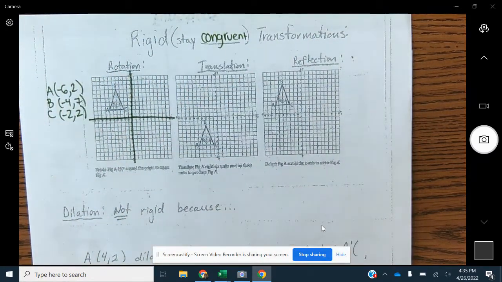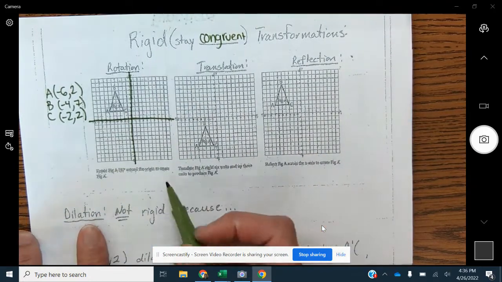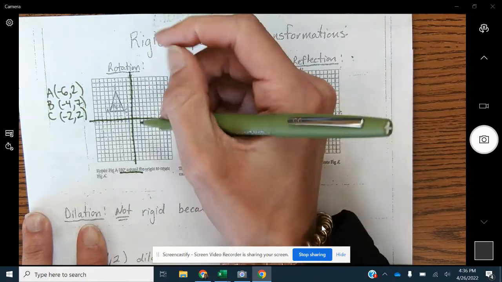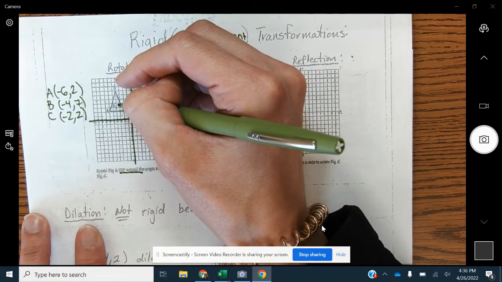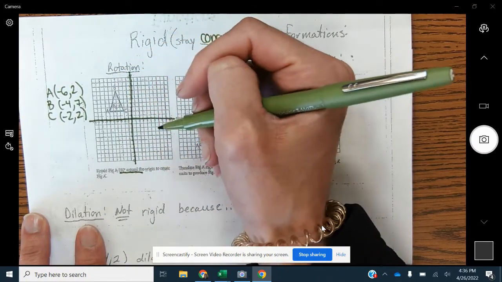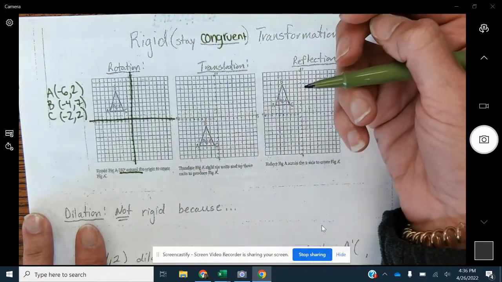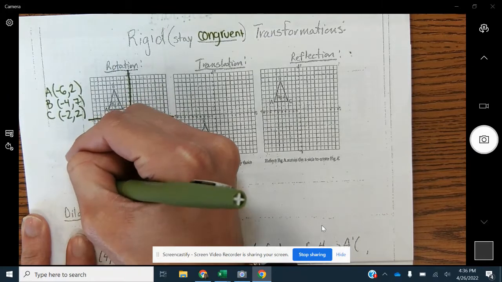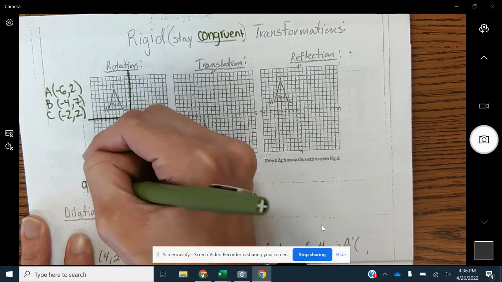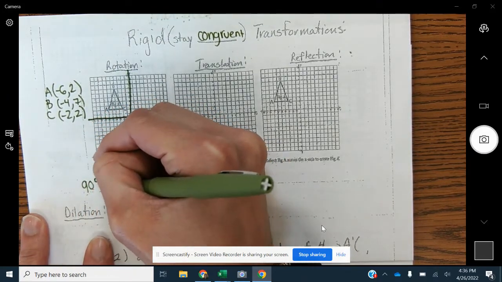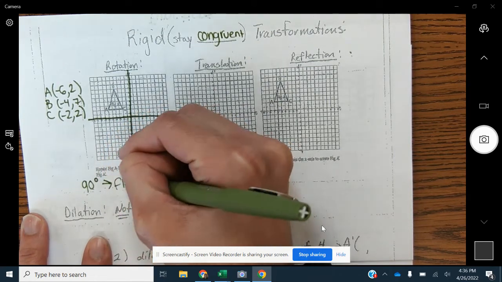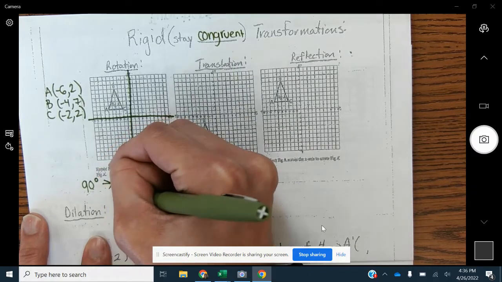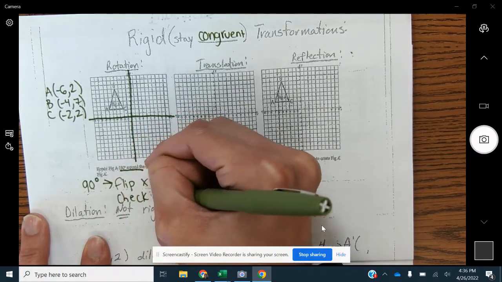All right, so for a rotation, this says a rotation of 180 degrees around the origin. So that means we're going to be moving 2 quadrants, okay? When we move 90 degrees, let's just make a note of this because this is something you're going to have to know. For 90 degrees, you have to flip X and Y and then check the quadrant.